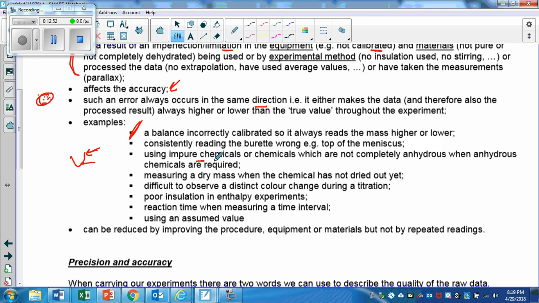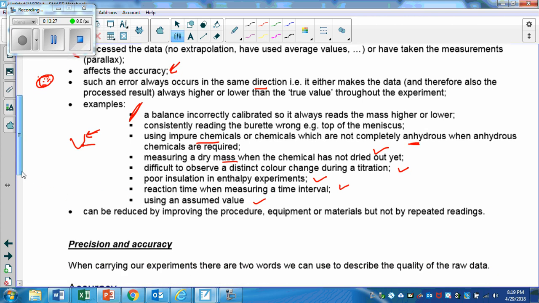Using impure chemicals, chemicals which are not completely anhydrous, meaning they have absorbed some water, for the chemicals that are required to be anhydrous. It's measuring a wet mass when the chemical has not dried out yet. Difficult to observe a distinct color change during a titration. It's the nature of the experiment that it is hard to tell. Poor insulation in the enthalpy experiments. Reaction time when measuring the time intervals, and using assumed values. So these are all examples of systematic errors.